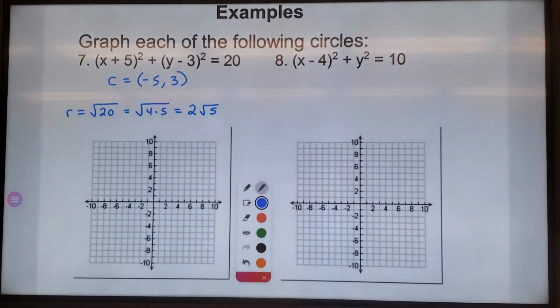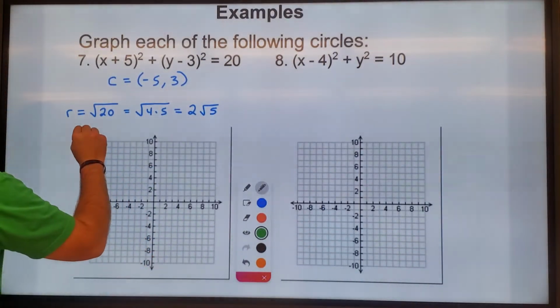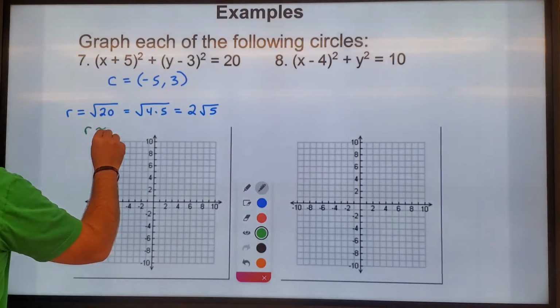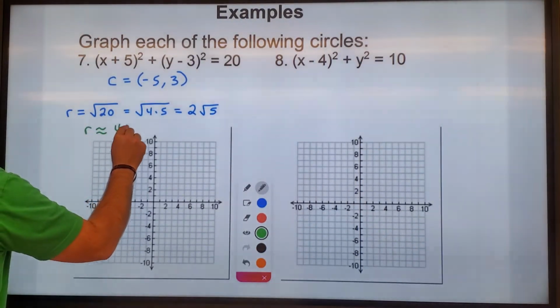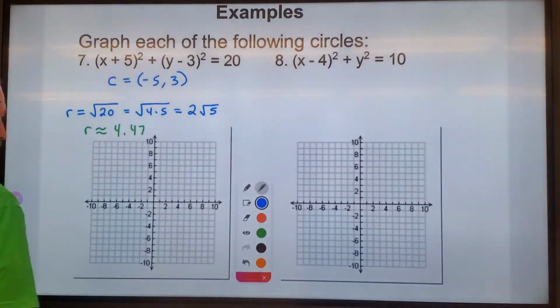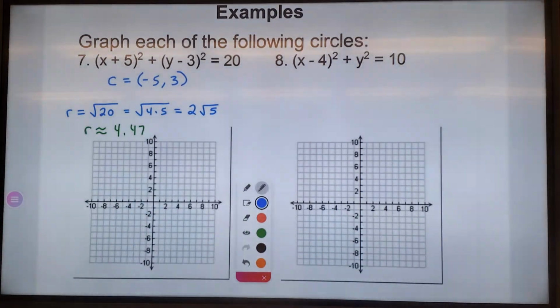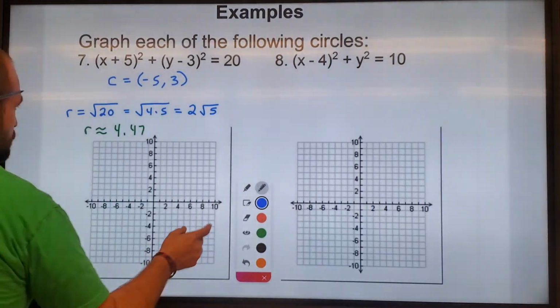Okay, the exact value. However, again, for graphing purposes, I need to know that the radius is approximately 4.47. Okay, so how does that help me? That tells me that I'm not going to go under 4, but I'm also not going to go over 5. Okay, so I'm going to go about 4.5 units up, down, left, and right from the center, and then graph again as best I can. I am not going to take out some kind of little micromanaging tool to make sure that you're exactly 4.47 units. Okay, so do what you can.